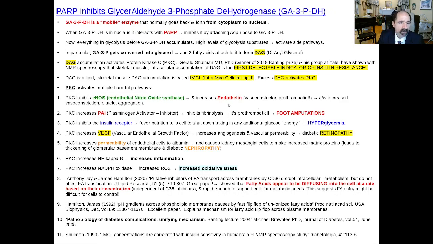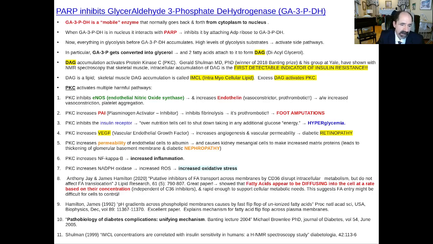All right, we talked about some of this stuff. One reason I'm showing you this slide is here are the references if you want to read about these on your own. We talked about the plasma membrane of the skeletal muscle cells. Here's another paper by this guy's group, James Hamilton. Here's a great paper by Michael Brownlee on the pathobiology of diabetes complications, a unifying mechanism. This is a genius level paper. It's one of the best papers I've ever read.